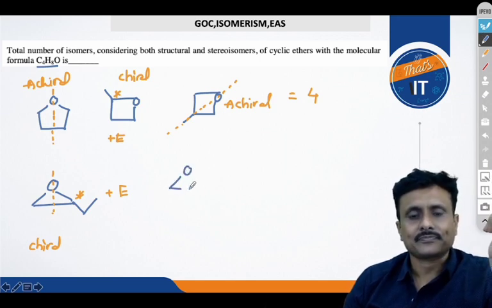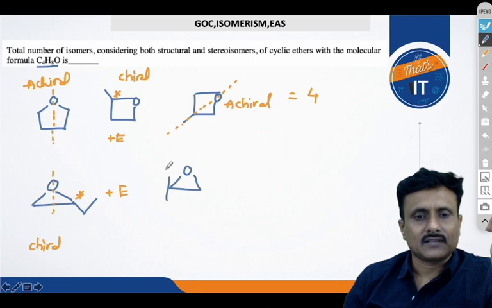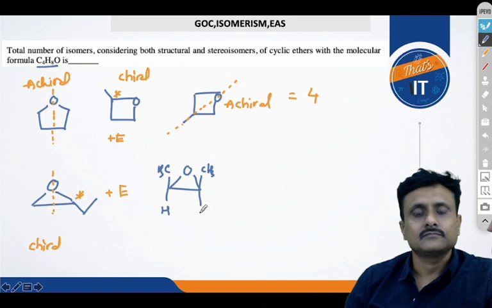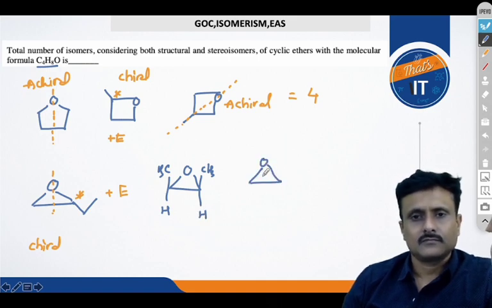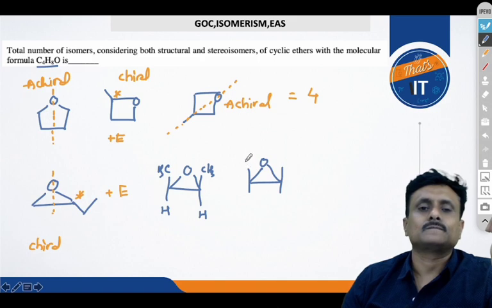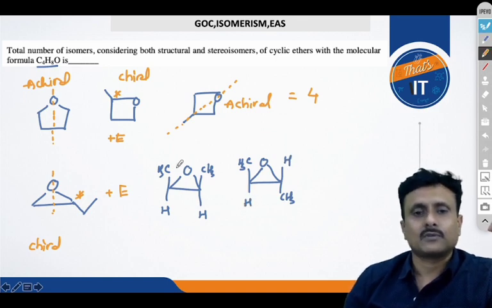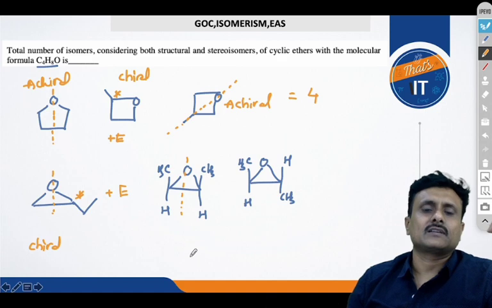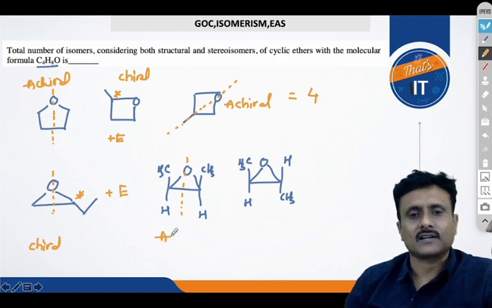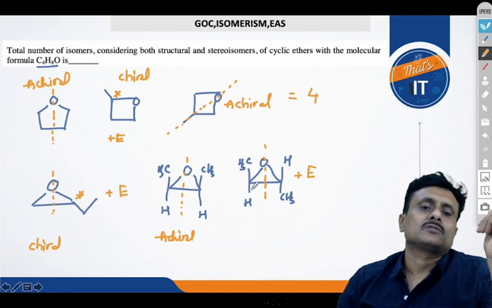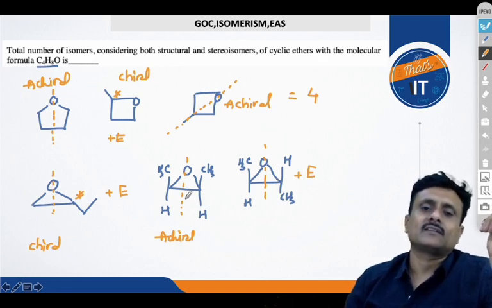Now we can take methyl substitution in a trans as well as cis manner. And over there you can find that this compound has a plane of symmetry, therefore this is achiral. However, this does not have any plane of symmetry, therefore you will be getting the enantiomer of this. Alright, so totally 2 plus 1 is 3, plus 2 is 5.